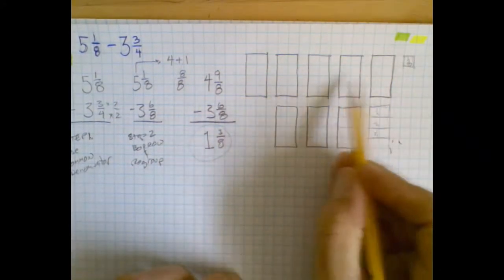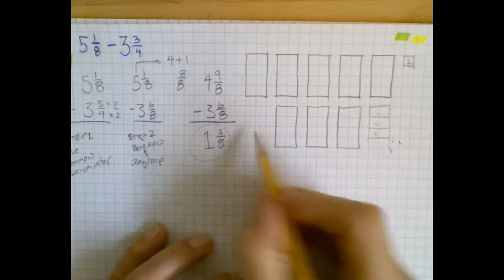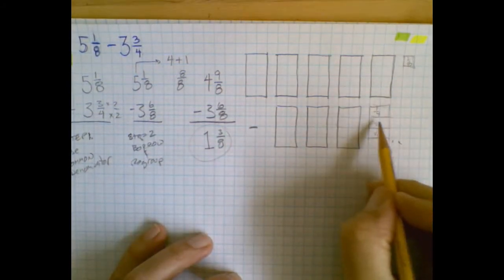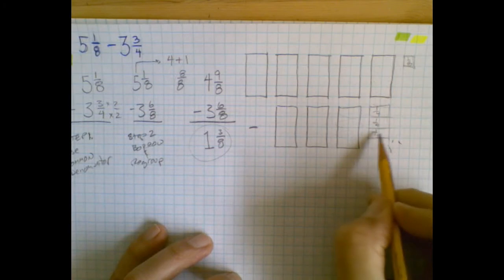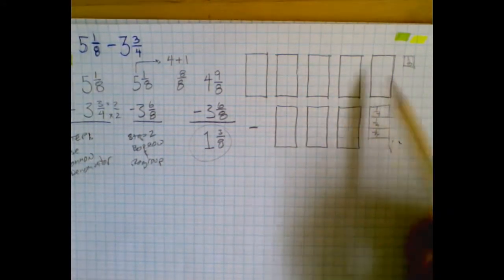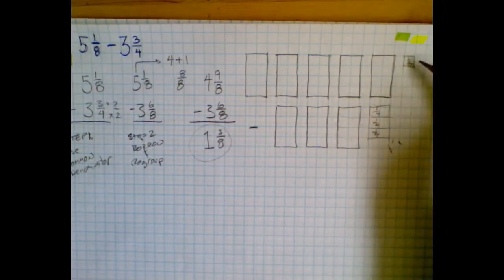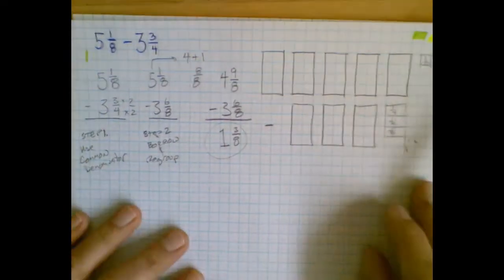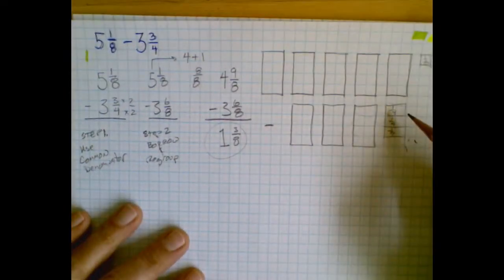So I have 1, 2, 3, 4, 5 and 1/8 minus 1, 2, 3 and 3/4. Now I can take away these whole parts, but how do I take 4ths away from 8ths? I can't, because these things are different sizes. So my first step here was to use a common denominator. Here I'm going to make these things the same size.